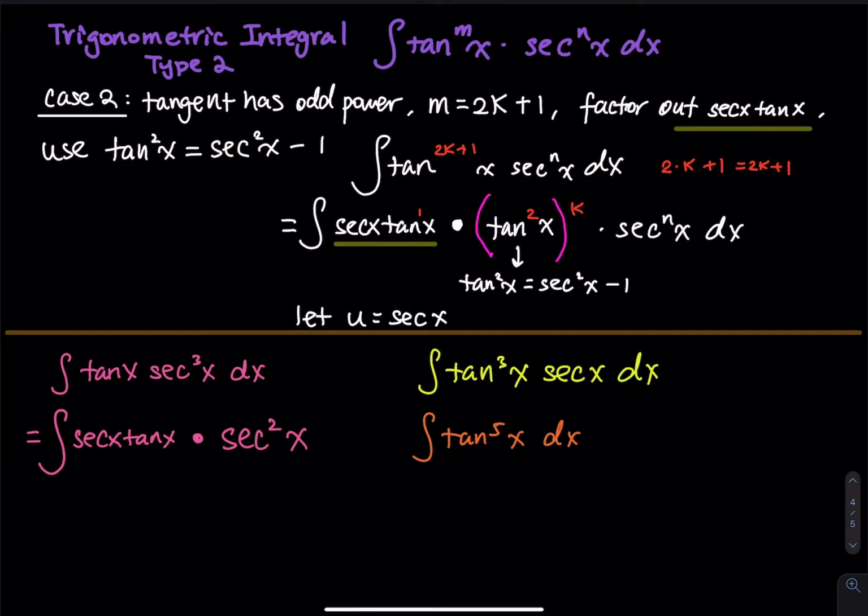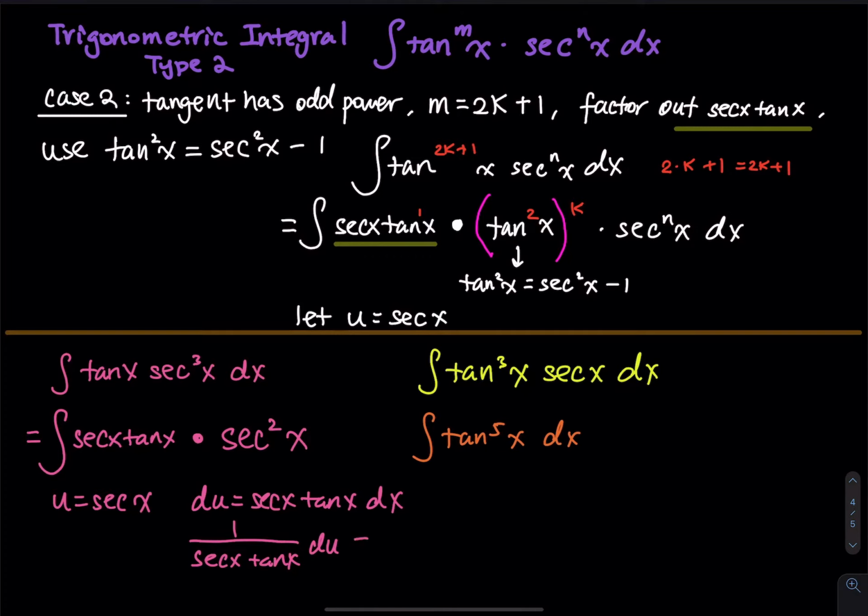Okay, what else can I do? We only have a secant square left, but in the problem we have a tangent square inside the parenthesis, and we have to rewrite the tangent square. But that is not the case in problem 1. So in problem 1, I can let u equal secant x, and then du equals secant x times tangent x dx. That is just enough to get rid of the first factor, and then 1 divided by secant x times tangent x du equals dx.